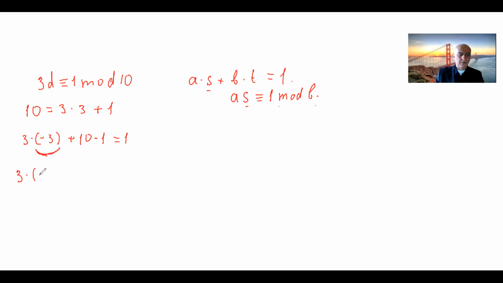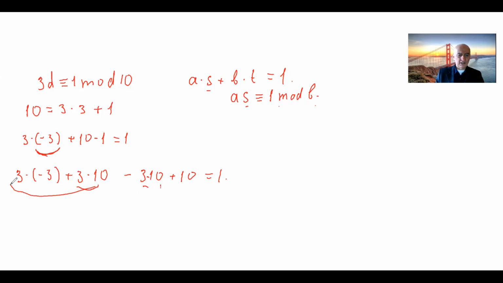3 times minus 3 plus 3 times 10 minus 3 times 10 plus 10 equals 1. So what I did, I added 3 times 10 and then subtracted the same.